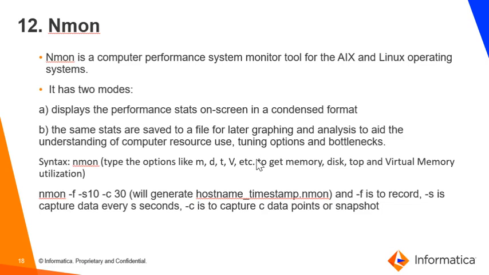The second mode for the nmon command is like we need to specify -f so that it will record the output to a file. For example, here I have used nmon -f -s10 -c30. It will generate an output file named as hostname/timestamp and .nmon, and -f is to record the output, and -s is to capture data every mentioned number of seconds, and -c is to capture the data points or snapshots.